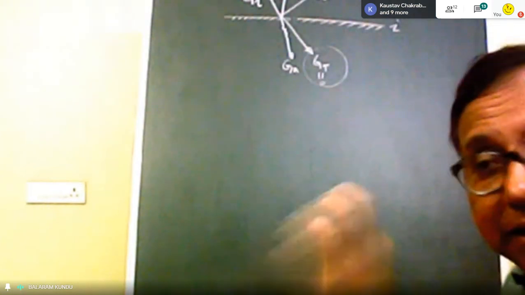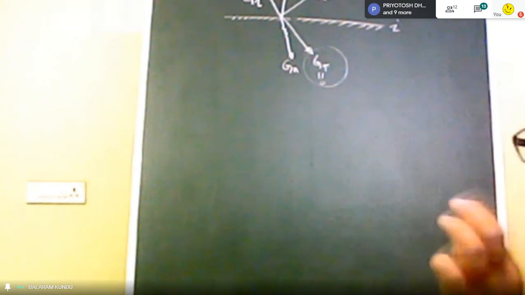So radiosity J means the total radiation energy leaving a surface. Here J is also a flux. It is not radiation energy, it is radiation energy per unit area. So it is a flux. Total radiation flux leaving a surface is called radiosity. It is denoted by capital J.